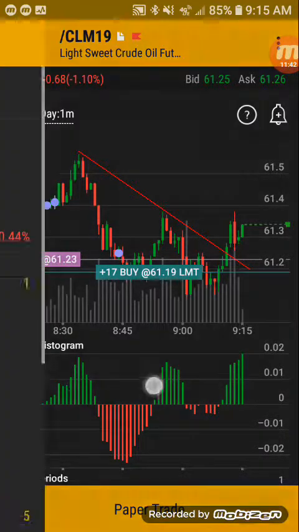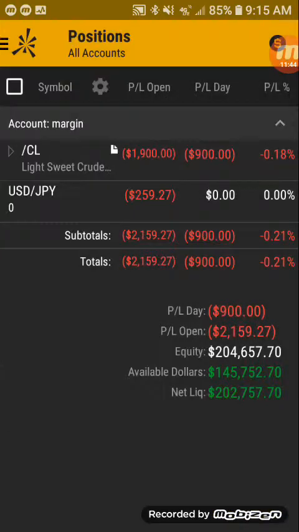Okay. And you can see on my positions, they're all in the red at this point. Some people would say that's definitely not a good sign. And it's not.